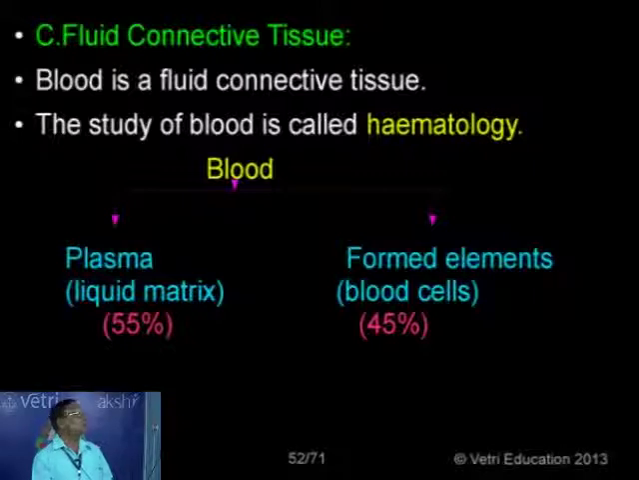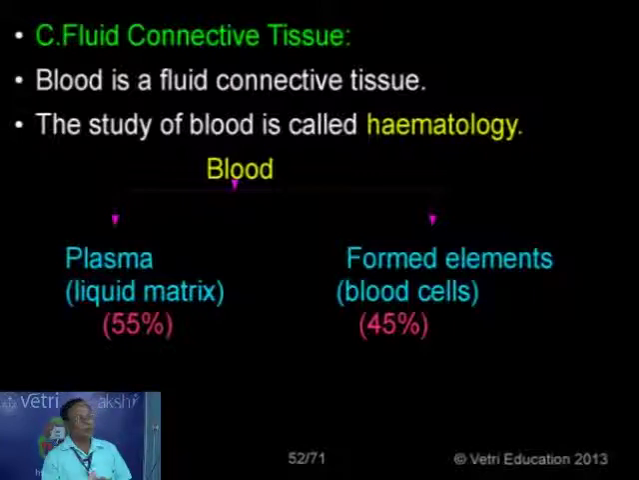Now, the study of blood is called hematology. As I mentioned earlier, it is actually a fluid connective tissue formed of two components. One is a fluid component, another one a solid component. The fluid component is nothing but the liquid matrix in the form of plasma. The solid component is nothing but the different types of cells which are suspended in the plasma. They are called the formed elements, simply called the blood cells.